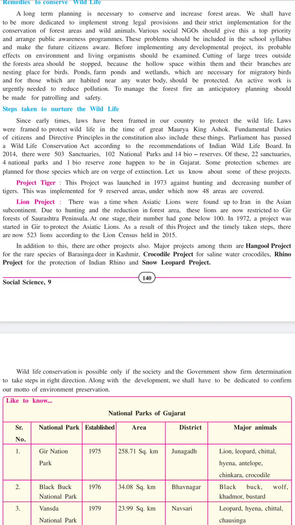Project Tiger was launched in 1973, and it said that people should be prohibited from hunting, given the decreasing number of tigers. This was implemented for 9 reserved areas, and now 48 areas are covered under this project.